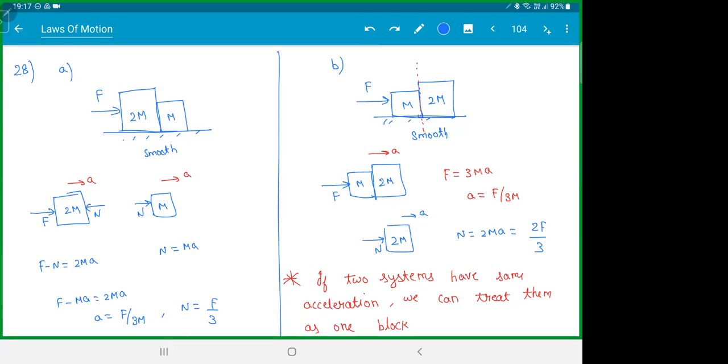Any doubts on this? Anyone didn't get this, please ask. This would be a CET level question. Even if it's a mains question, they'll ask you to find the ratio of normal reaction in case A and case B. That would be better.